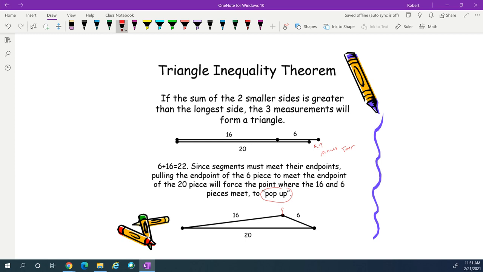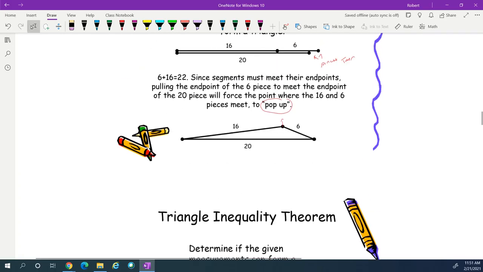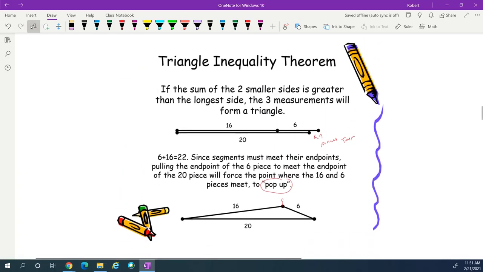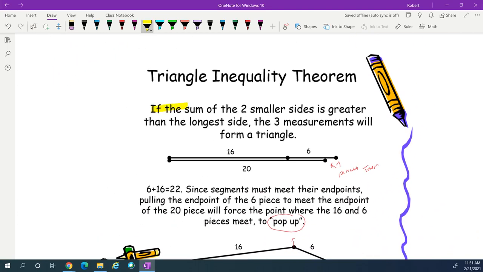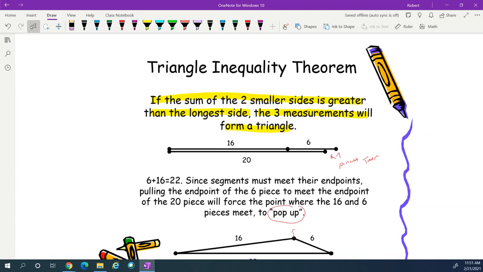And now I have a triangle. So to summarize it, we can say if the sum of the two smaller sides is greater than the longest side, then those measurements will form a triangle. So the sum of the two smaller has to be greater than the third side. And if that's true, that forms a triangle.